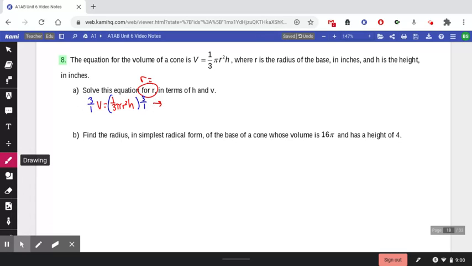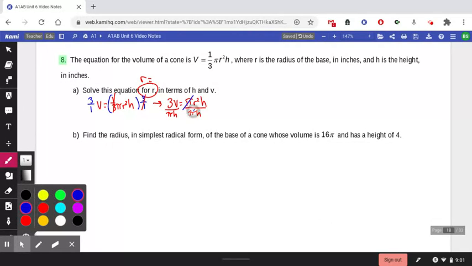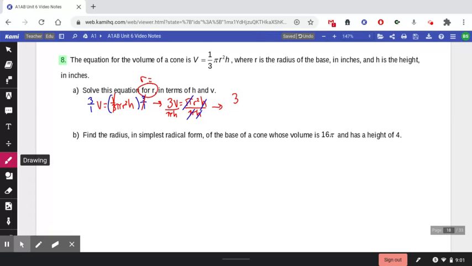I'll go right here for the lack of space. 3/1 is just 3, so this is 3V is equal to, the 1/3 and the 3/1 cancel, pi r squared h. The pi and the h are attached to the r squared through multiplication. It's pi times r squared times h. So to undo that, we're going to divide. We can do it here in one step by pi h. That will get rid of for us the pi, get rid of the h, right? And now we have 3V still going to the right. 3V over pi h is equal to r squared.